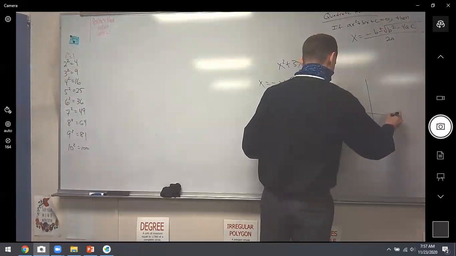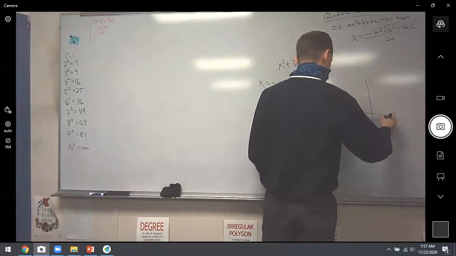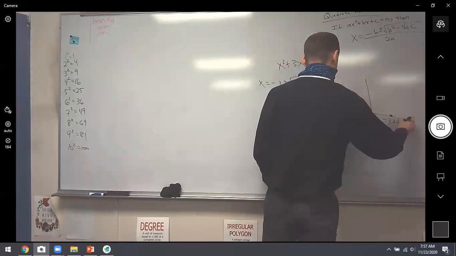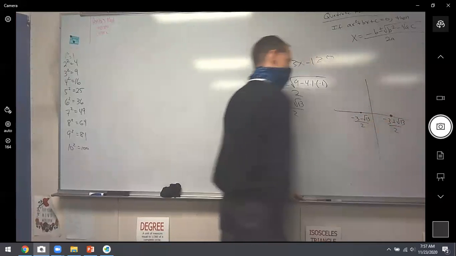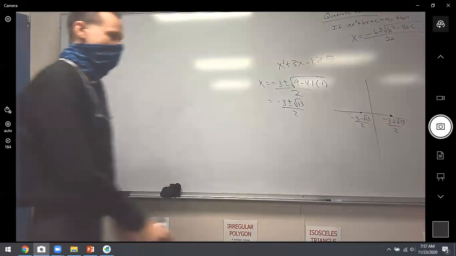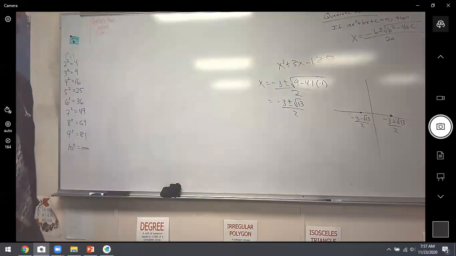One of them will be on one side, and the other one probably on the other side. This one's going to be negative 3 plus the square root of 13 over 2. The other one's negative 3 minus the square root of 13 over 2. Doesn't really matter where you place them. The one key thing is that the plus one's going to be on the right, and the minus one's going to be on the left.